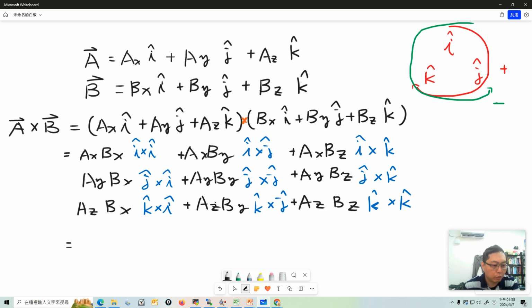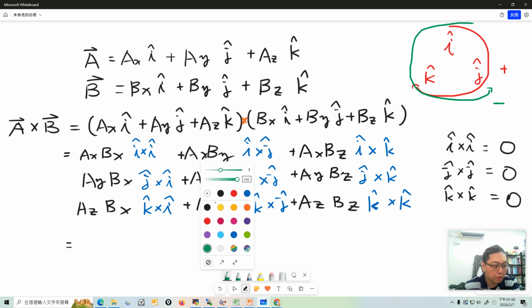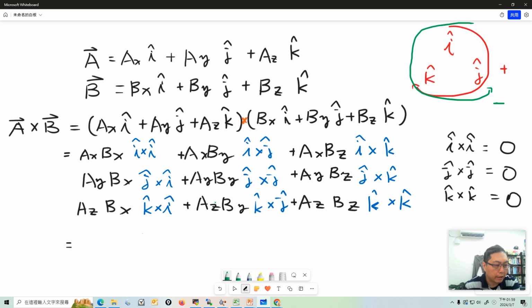First of all, I cross I is a cross product where the vector crosses itself. I cross I, J cross J, and K cross K: a vector crossed with itself is equal to 0. That's another rule. So the first term, I cross I, a vector crossing itself, is 0, and this one is 0 and this is 0.